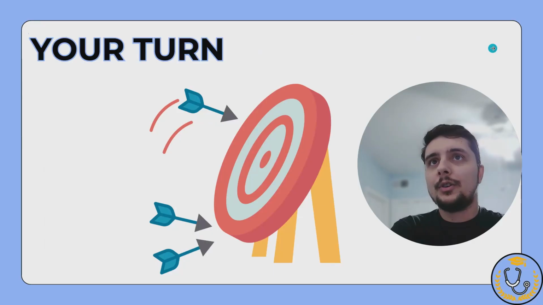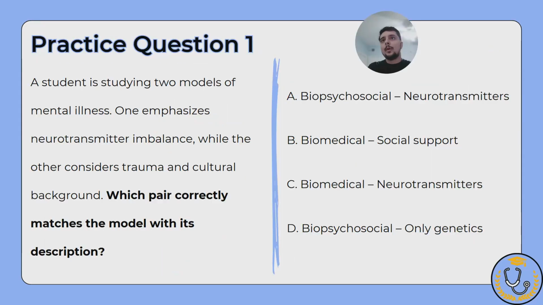Okay, so now it's your turn to put the knowledge into practice. Practice question number 1. A student is studying two models of mental illness. One emphasizes neurotransmitter imbalance, while the other considers trauma and cultural background. Which pair correctly matches the model with its description? Is it A, biopsychosocial and neurotransmitters? Is it B, biomedical with social support? C, biomedical with neurotransmitters? And D, biopsychosocial only genetics?